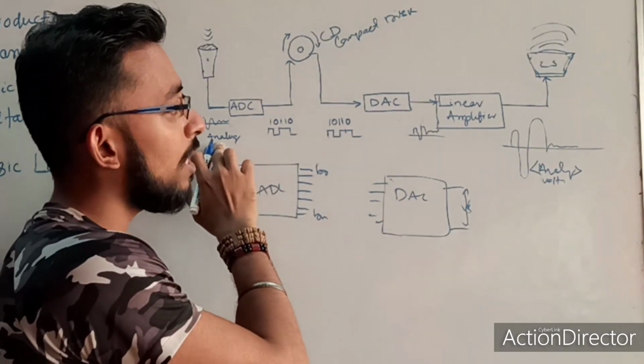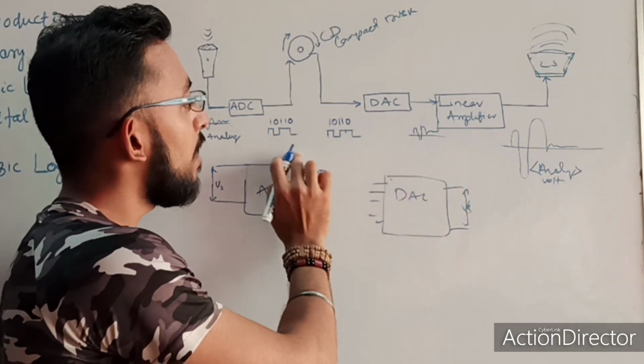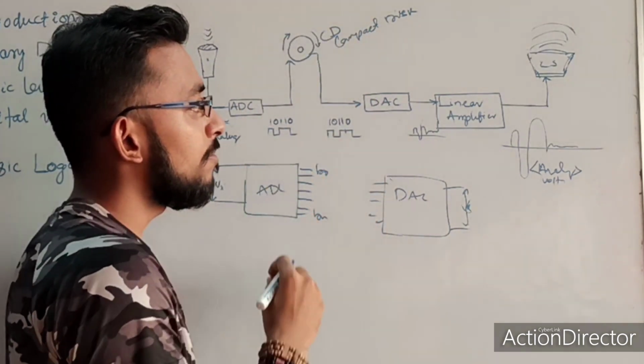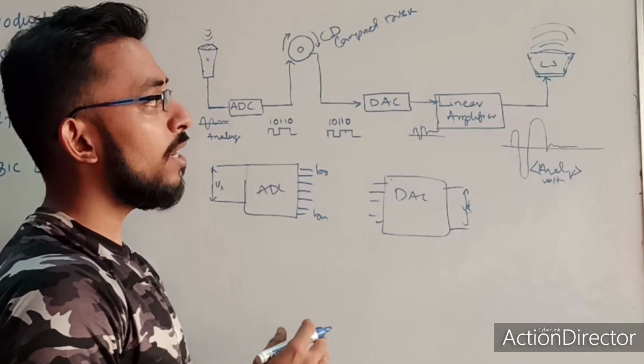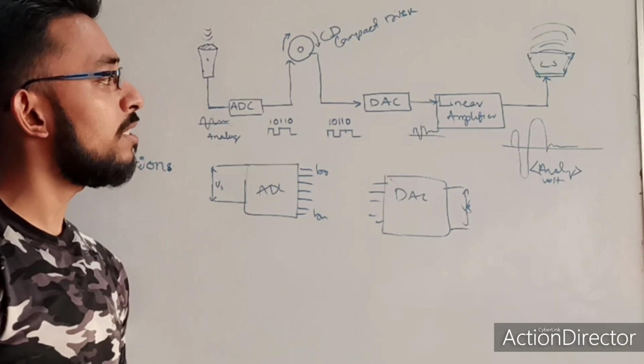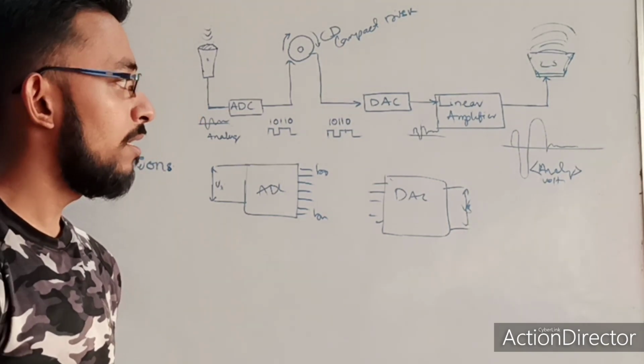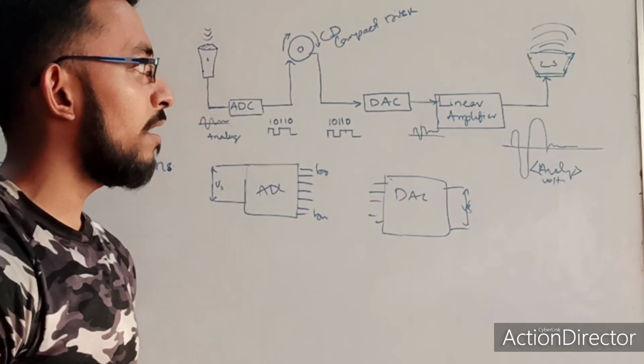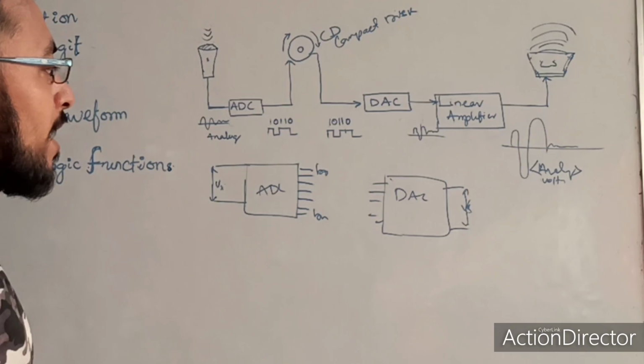Here the analog signal is there, here also the analog signal is there, and inside the system, when the data is transmitted, the digital signal is there. That's why in our daily life we are using analog and digital signals combinedly. So this is all about the overview of analog and digital signals. Now we will see the binary digit.